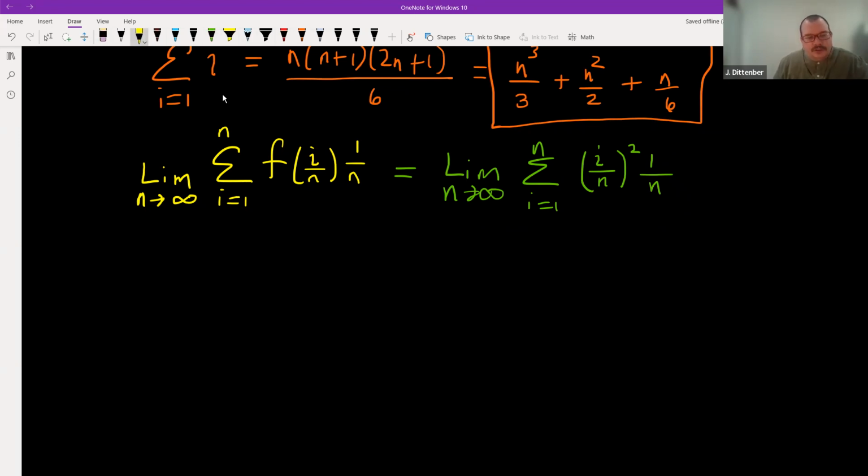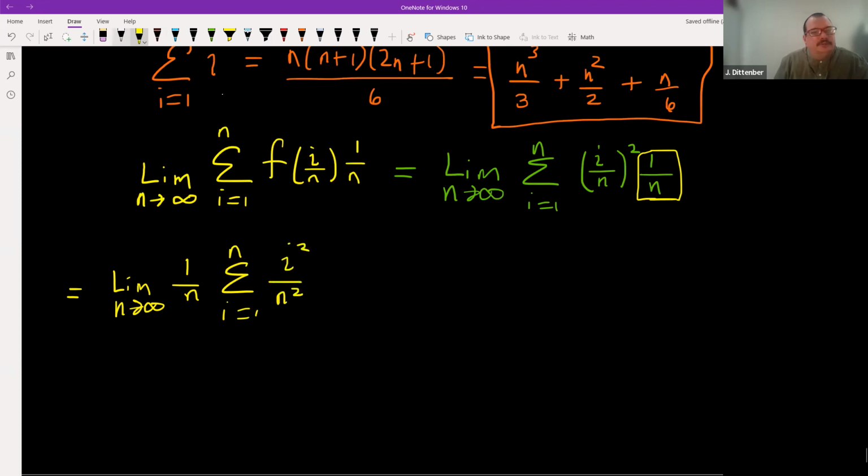Okay, so first of all, notice that the 1 over n doesn't have an i in it, so we can take it out of the sum. The only thing we need to leave in the sum is the terms that have an i. So I can go like this. I'll get the limit as n goes to infinity, 1 over n times the sum from i equals 1 to n. And then what's left in here is going to be i squared over n squared.